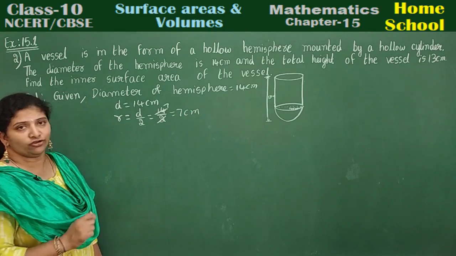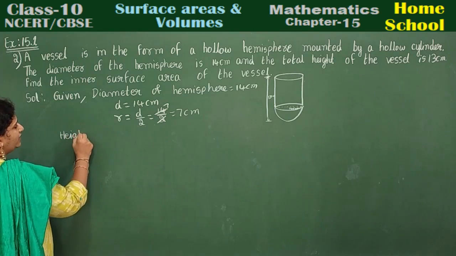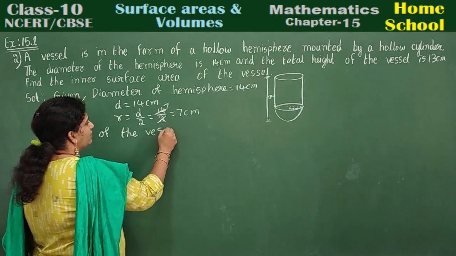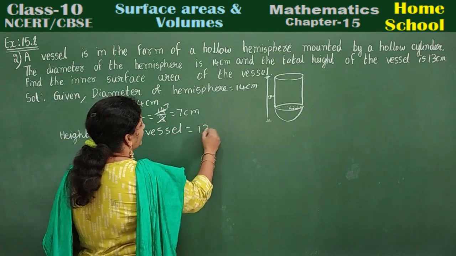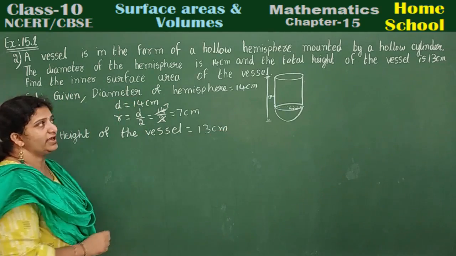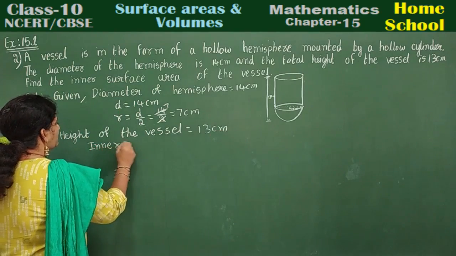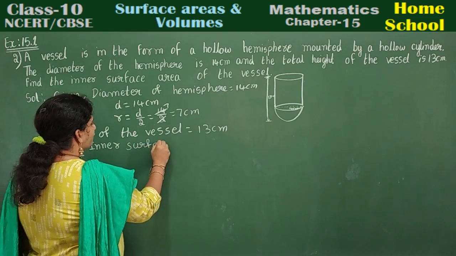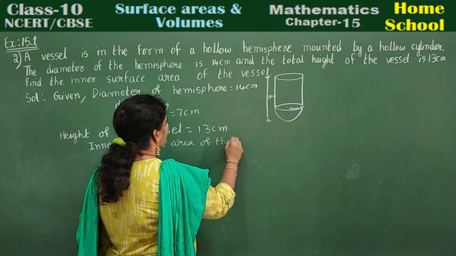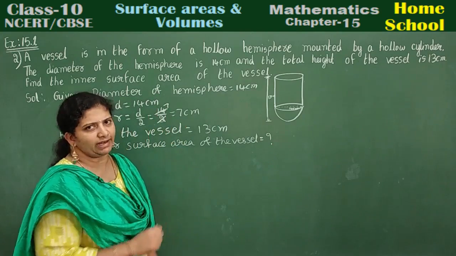Next, total height of the vessel. Given: height of the vessel. Height of the vessel is equal to how much? 13 centimeters. Height of the vessel given. They asked us to find the inner surface area of the vessel. Inner surface area of the vessel is equal to question mark. We need to calculate that.